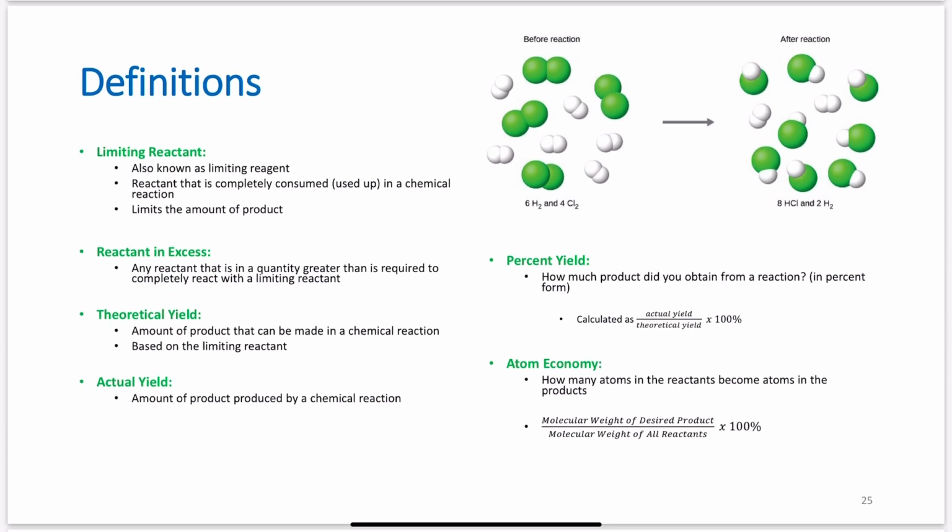So some overall definitions. I know we talked briefly about a couple of these in the previous slide, but just to give you all the definitions in one place. Limiting reactant, also known as your limiting reagent. Reactant and reagent, those terms are interchangeable. It's the reactant that's completely consumed or used up in a chemical reaction, and it limits the amount of product produced. Your reactant in excess is any reactant that is in a quantity greater than required to completely react with the limiting reactant. Some of it will be left over at the end of the reaction.